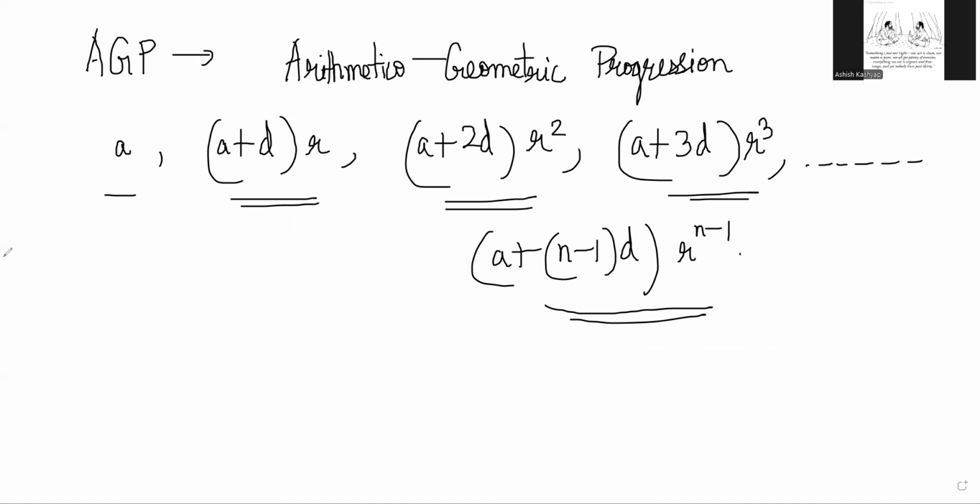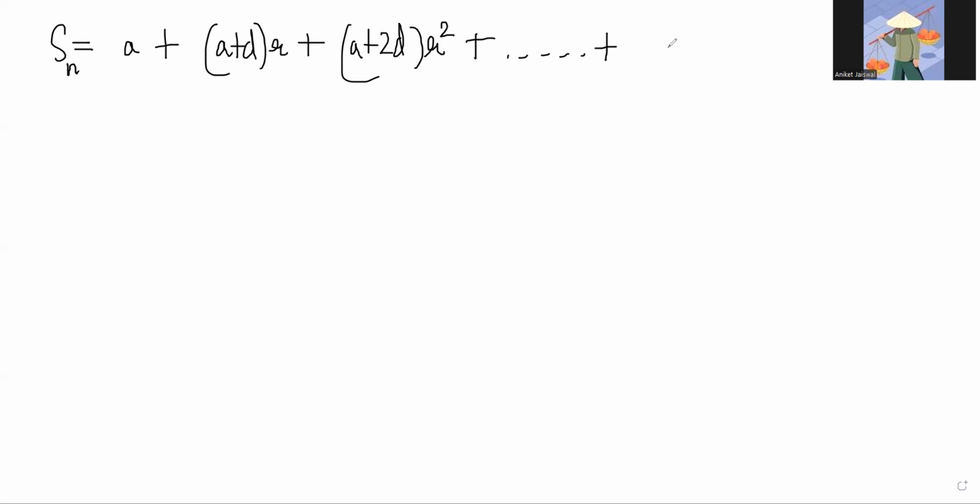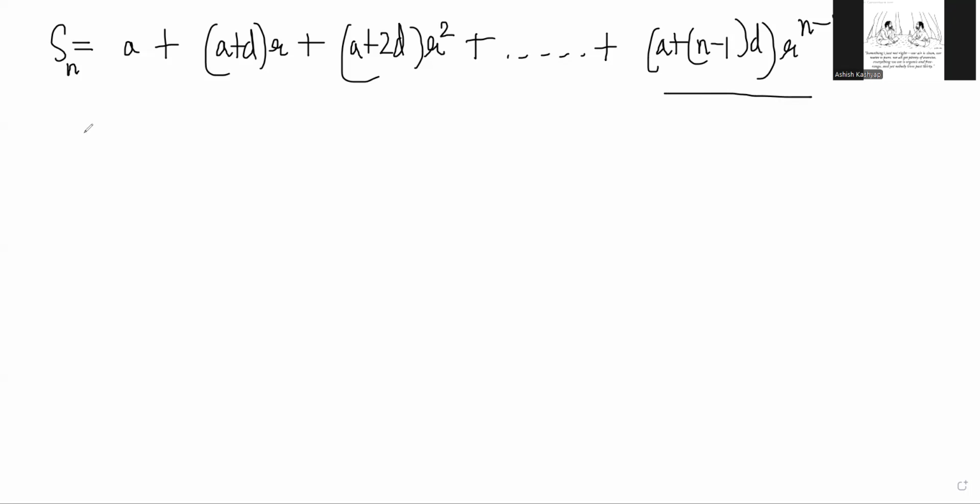Now, suppose we want to find the sum of this series up to the nth term. Again, we use a similar trick to the one we have seen before. This is the last term of the AGP. What you will do here is the same thing we learned in GP: multiply by the common ratio R and shift it one step.